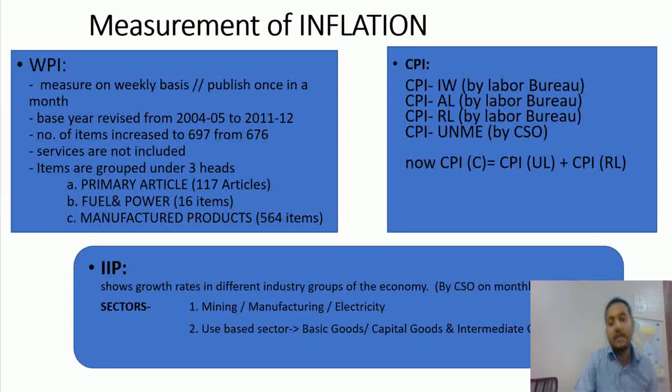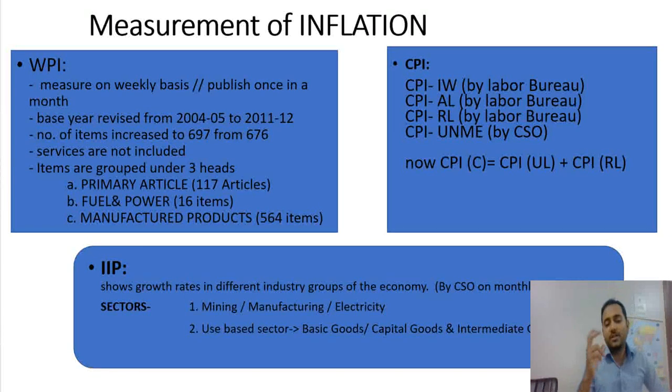Okay, now how to measure inflation? WPI, CPI and IIP. It's as simple as that. WPI, CPI and IIP, and the name will explain everything. What is WPI? Wholesale price index. What is CPI? Consumer price index. And IIP, index of industrial production. Okay, now let's talk about all these things.